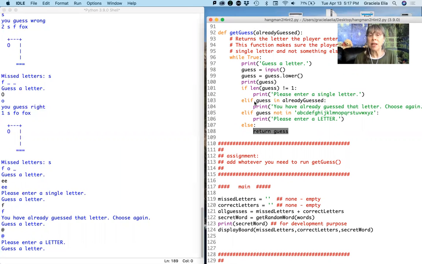Meaning none of these things were true, meaning we have one character. It's not in the already guessed, and it is in the alphabet. So that means that we can put over here something that is there. And I think it's going to finish it up too, right? There you go.